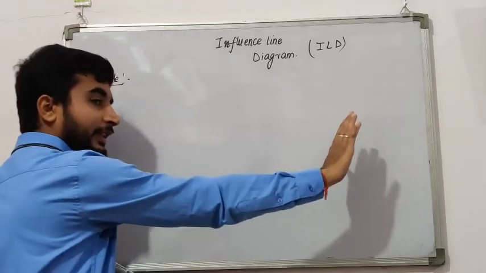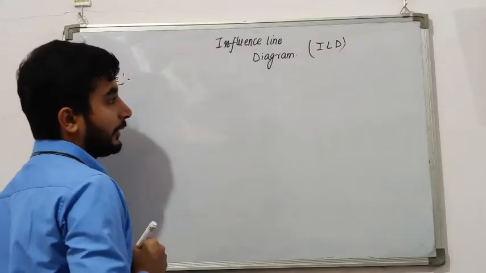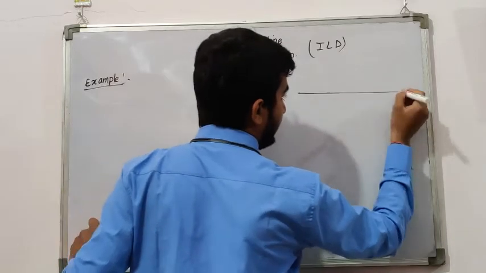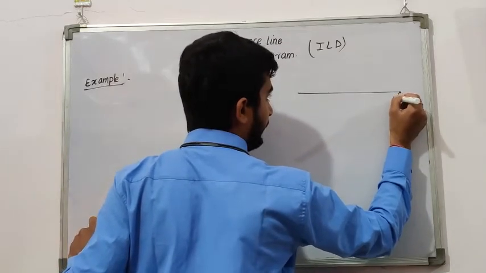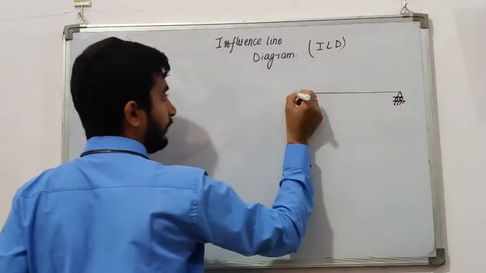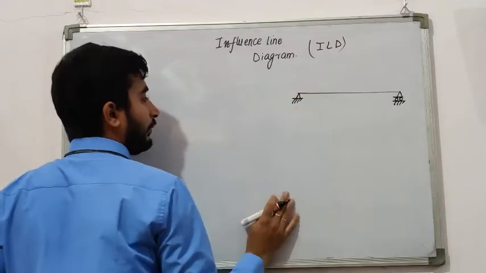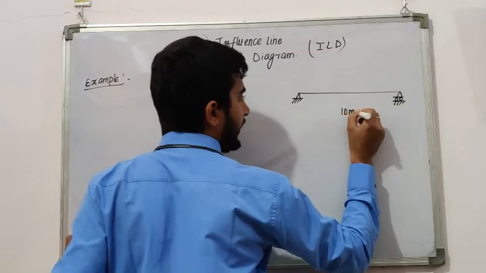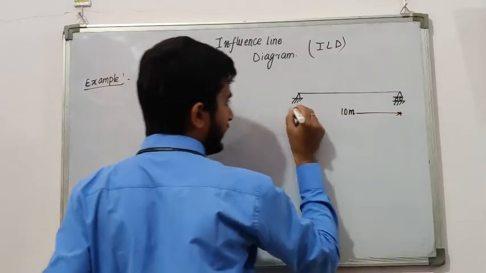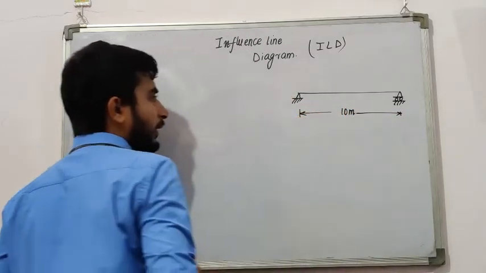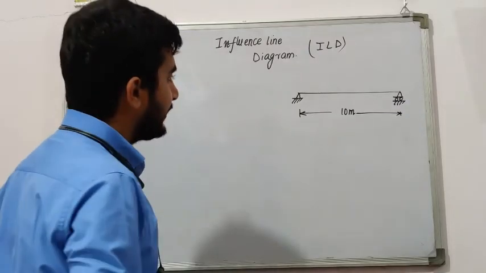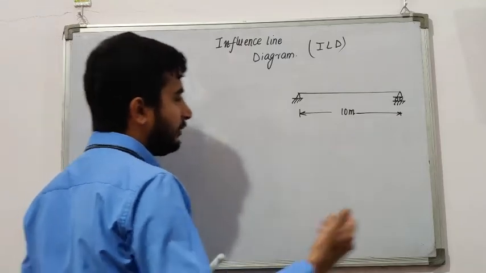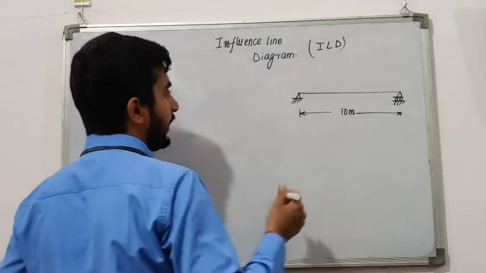I shall be drawing all of the things this side and calculations will be done on this side. So this is my beam, and the beam is of length 10 meter. For simplicity, we shall be making the problem complex in the later stages. You don't have to be very worried about it. It's a very simple problem. We can do it without the ILD. We shall be increasing the level of complexity in the further classes.